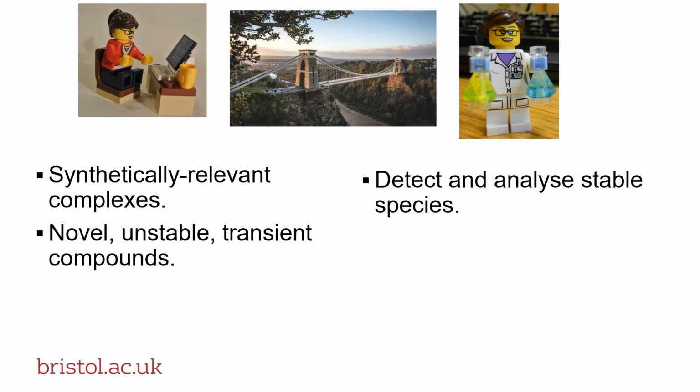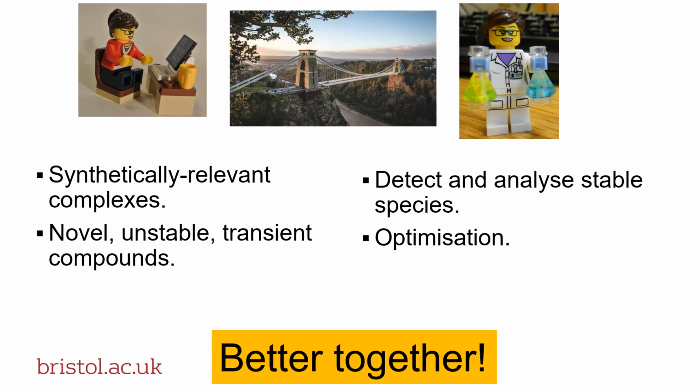In terms of synthetic chemistry, I've mentioned the spectroscopies a little bit, and also X-ray diffraction. So they can all be used to detect and analyze stable species and relate those to the properties we observe. And we can also use synthesis to optimize reactions, so to find the best reaction conditions, and that's something that's really, really challenging computationally. So overall, they really are better together.